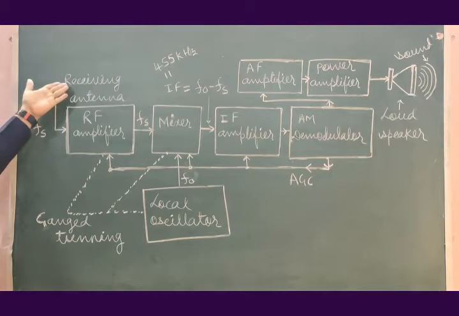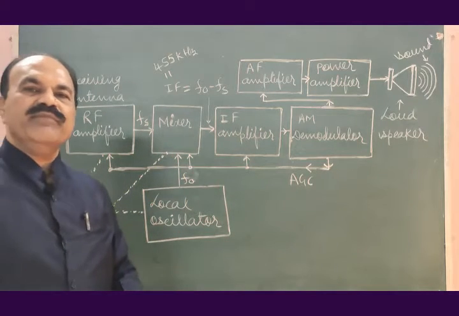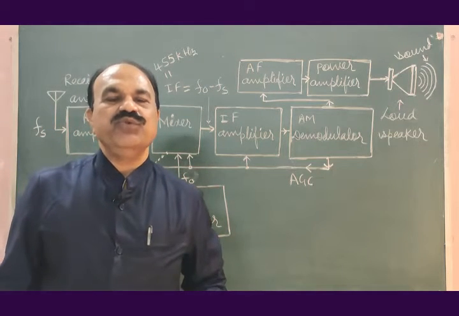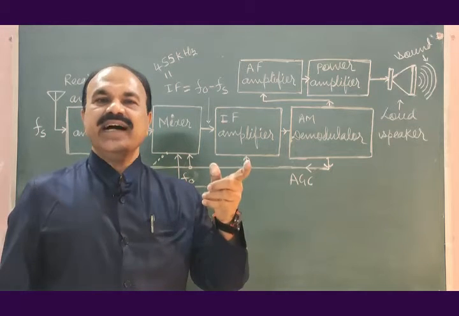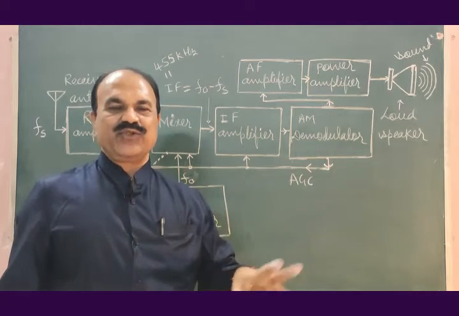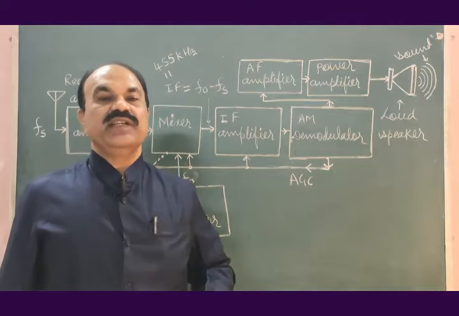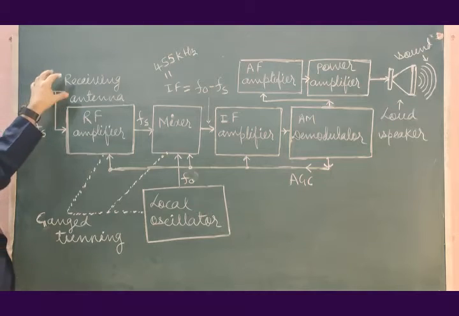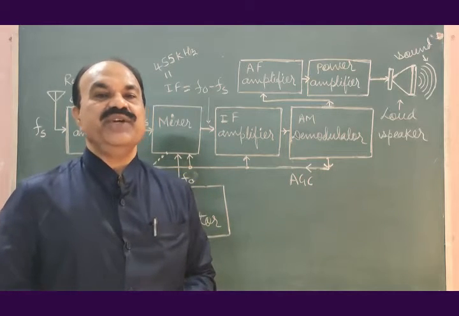As usual, this is the receiving antenna. Electromagnetic waves are available here due to all the AM radio stations. These electromagnetic waves correspond to the carrier frequencies of the stabilized RF crystal oscillators. So there will be 80 different carrier frequencies, corresponding to 80 electromagnetic waves present at the antenna, corresponding to 80 various radio stations.